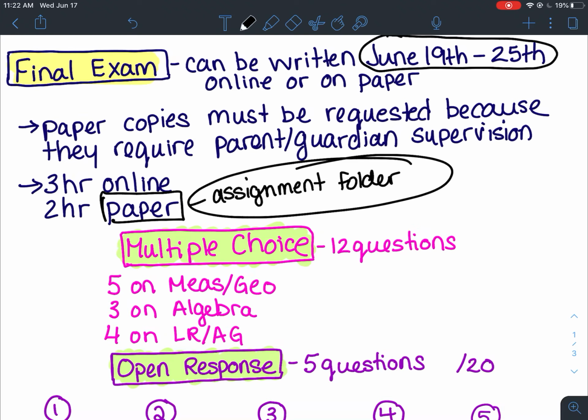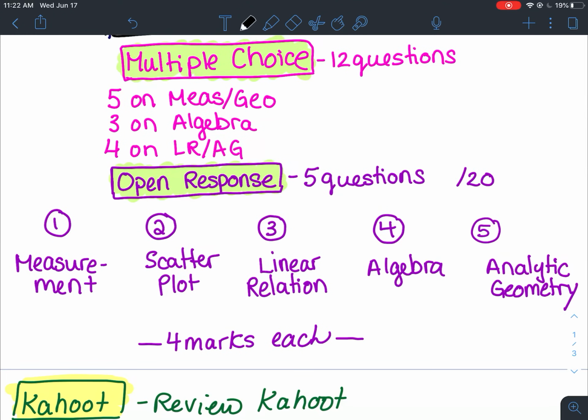And you can take a picture of each page, or you can scan them, or whatever. Just as long as they're clear and I can read them, it's all good. Okay, the exam is made up of 12 multiple choice questions and 5 open response questions.